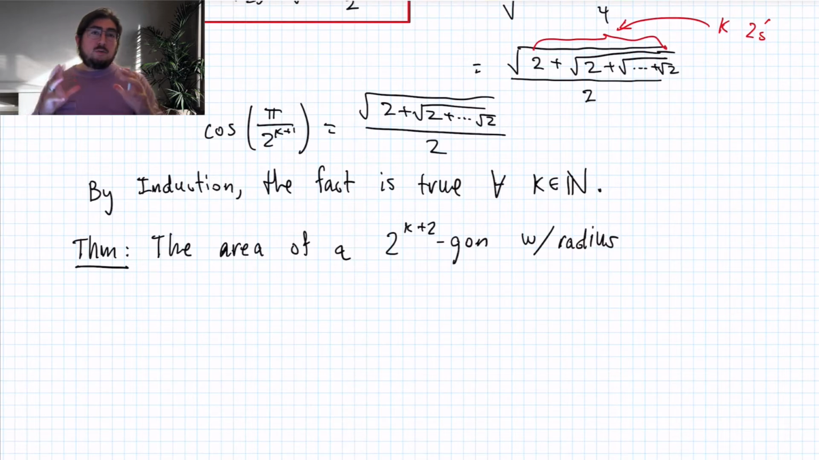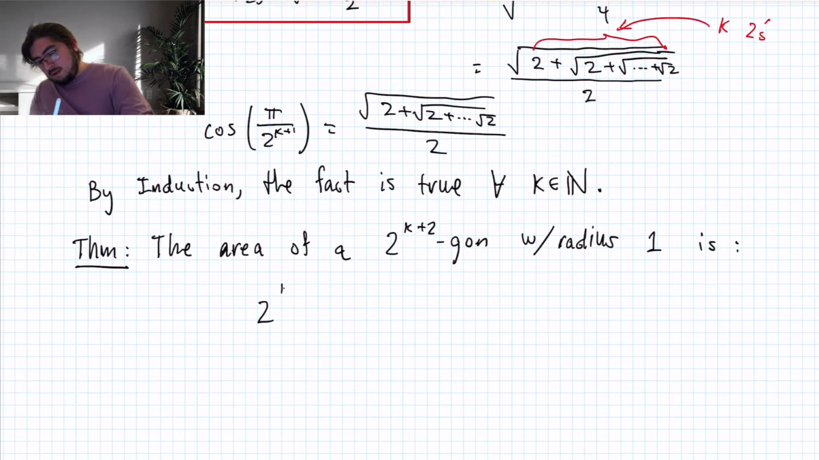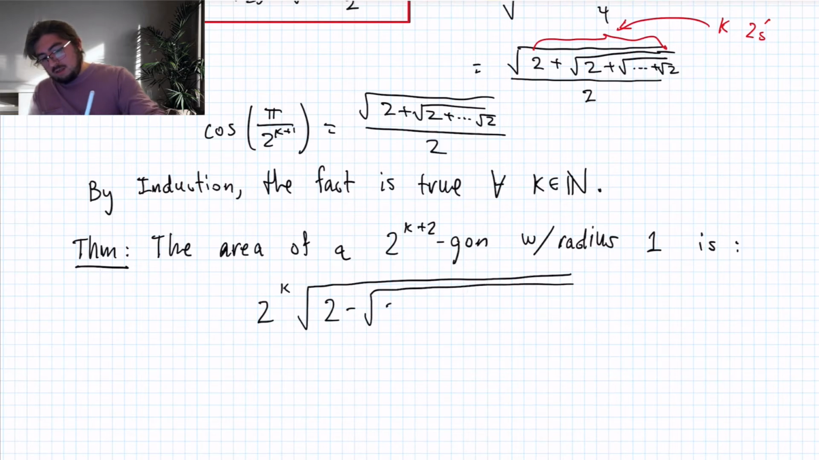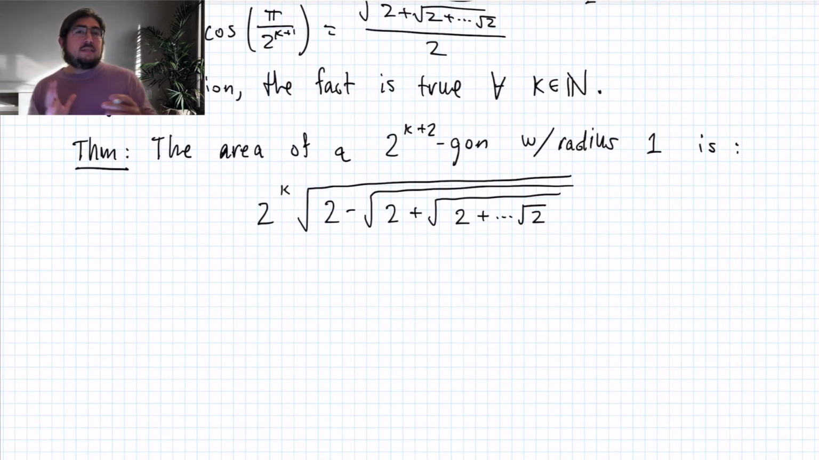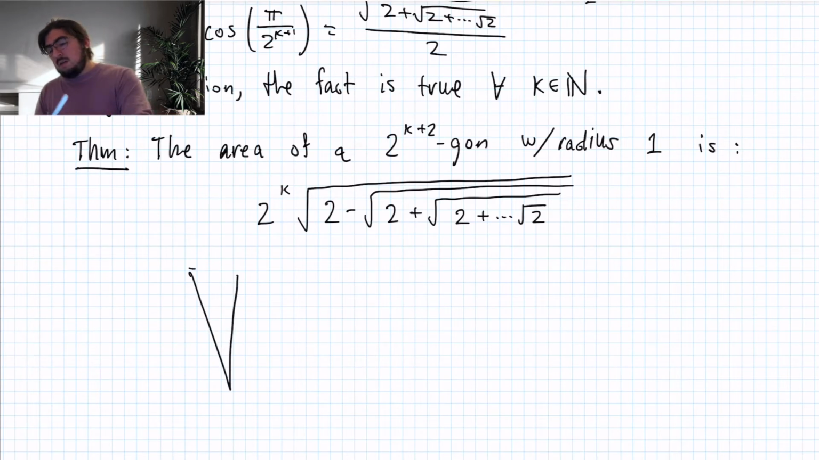It's inscribed in a circle of radius 1, so the area is 2 to the k times the square root of 2 minus the square root of 2 plus, and so on. So the first step is to split this into triangles. So how many triangles will we have? This triangle right here is a triangular sector of this 2 to the k plus 2 gon. So in fact, there's k plus 2 many triangles.